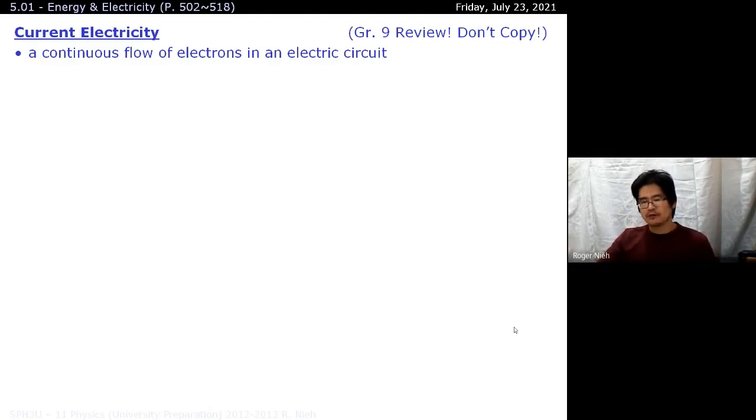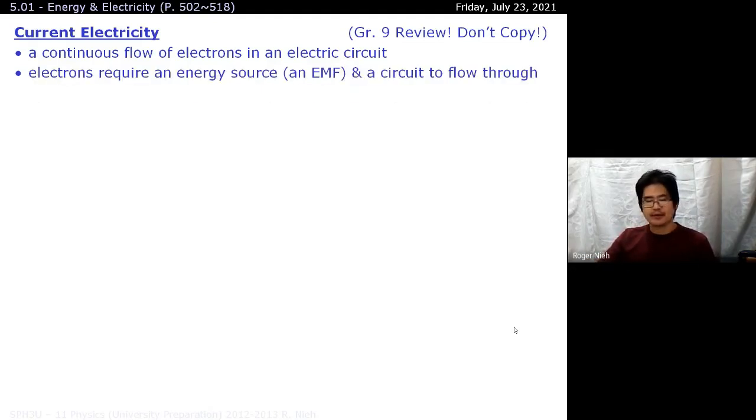Electricity is a continuous flow of electrons in a circuit. And in the circuit, they require something to push the electrons. That's the whole purpose of a cell, or a bunch of cells together called a battery. In electronics, we often call it EMF. Not for electromagnetic pulse or radiation, but electromotive force. That's what it means. And that's just the source that forces electrons to move.